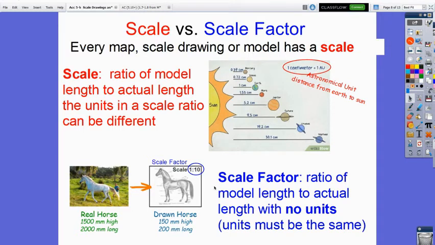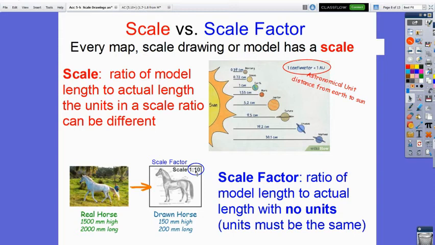Scale factor has no units. Okay, so there's a picture here. There's a horse, and there's a picture of the horse, and the picture is 1/10 the size of the actual horse. The scale is 1 to 10. It shows here the actual measurements of the horse in millimeters. Okay, so they actually measured it as like 1.5 meters high and 2 meters long. And then the drawing is 150 millimeters or 15 centimeters high and 20 centimeters long. Okay. But they use millimeters for all these.